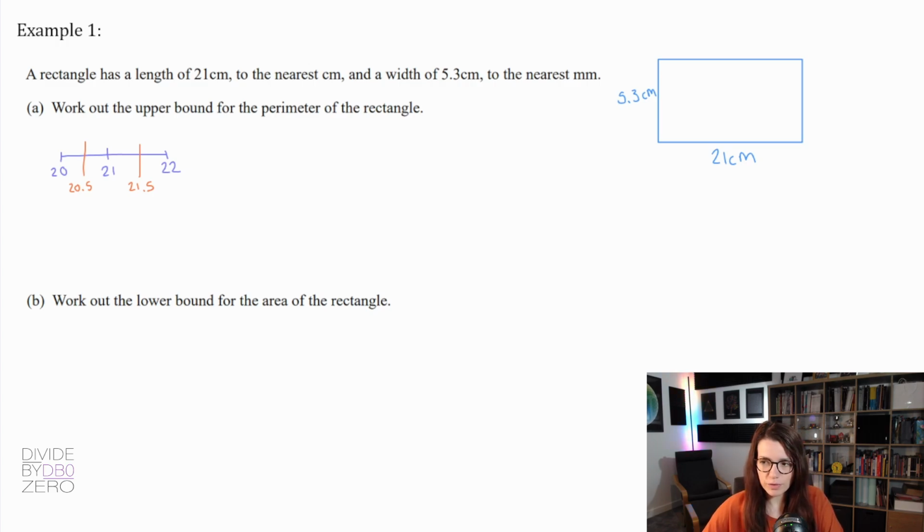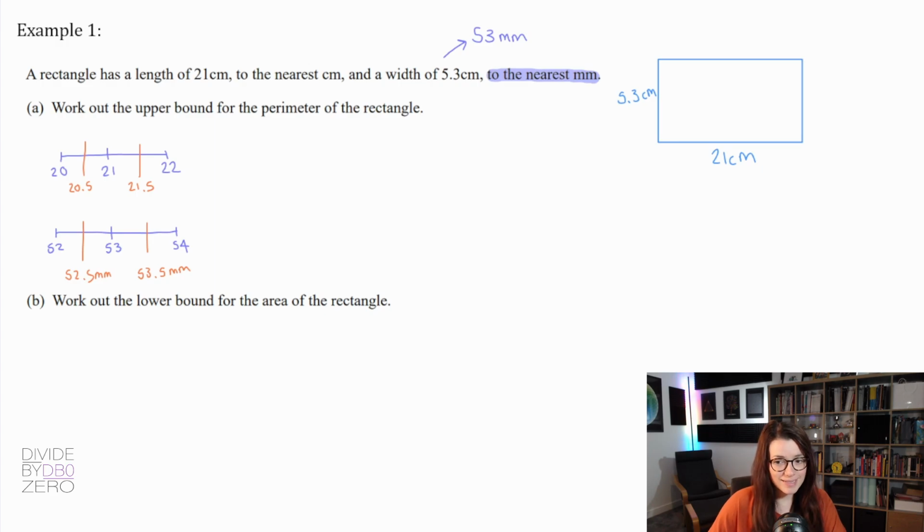Now for the 5.3 centimeters, just watch out because it says to the nearest millimeter. So I'd think about what 5.3 centimeters is in millimeters first. So that's 53 millimeters. And then I'd probably draw my number line using 53. So this is in millimeters. Either side would be 52 and 54. Split down the middle, 52.5, 53.5. These are in millimeters. So then if we want the bounds in centimeters, we just need to convert them. So 5.25 centimeters for that one and 5.35 centimeters for that one.